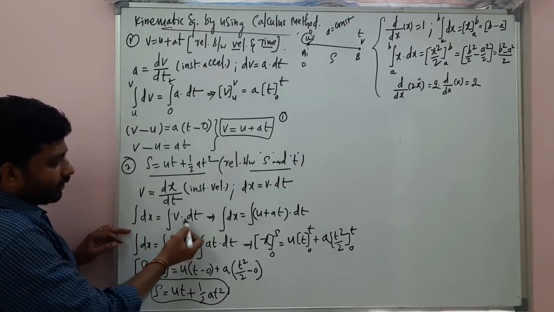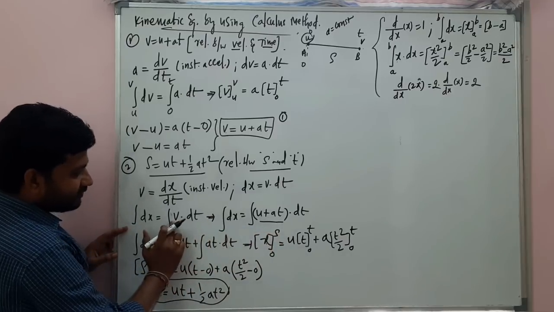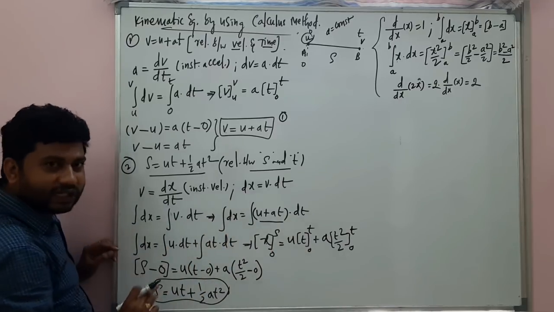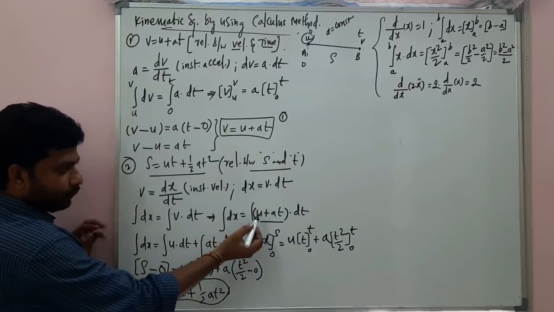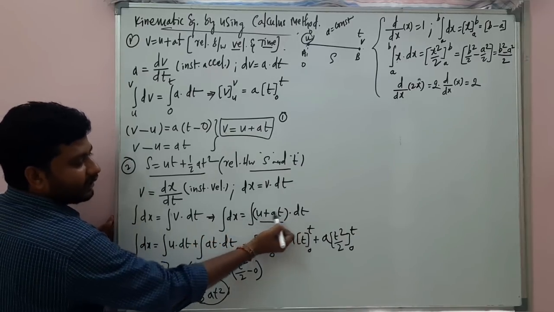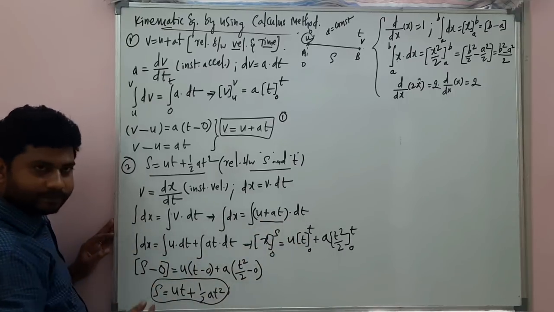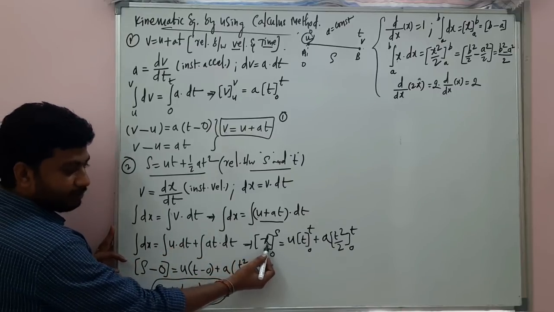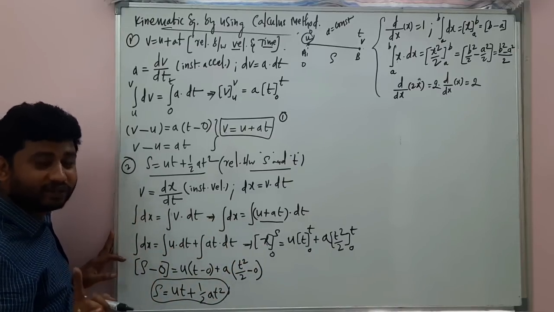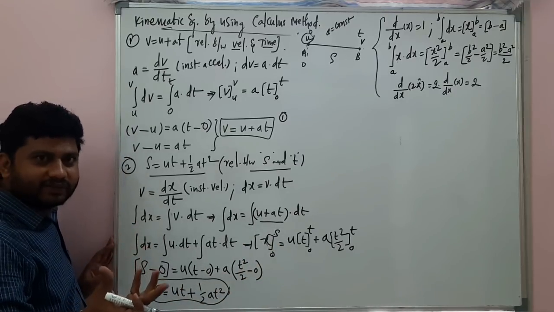Integral dx is equal to integral v dt. Integral dx is equal to, in the place of v, I have just kept u plus at into dt. Now, integral dx is equal to u dt, I am just multiplying inside, u dt plus integral at dt. Now, here integral dx is x, but it is having limits. What are the limits? 0 to s. Position is having limits, 0 to s.